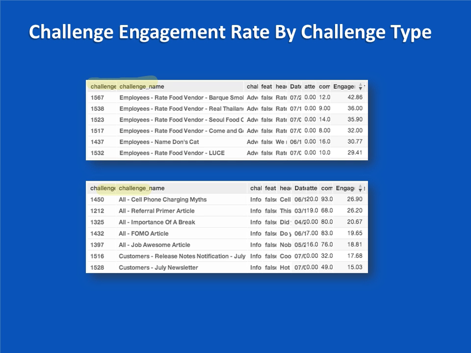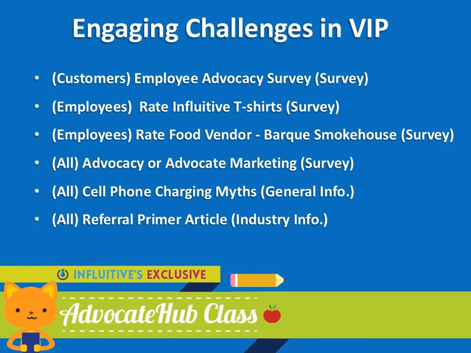Taking from this, I went through these reports and I found some of the most engaging challenges in VIP. That is, what challenges, of all the people who could possibly complete this challenge, which ones have the highest rate. So the first, among customers, the highest rate of completion is the employee advocacy survey. Again, our customers like to tell us what they think about the industry or tell us about their hub, how they're doing, how they're using our product.